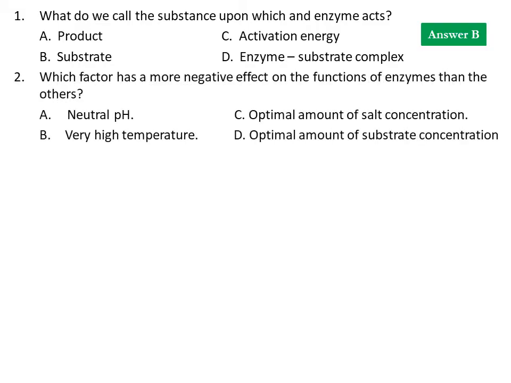Question number 2, which factor has a more negative effect on the function of enzyme than the others? A, neutral pH. B, very high temperature. C, optimal amount of salt concentration. D, optimum amount of substrate concentration. So the answer should be B, very high temperature has a negative effect on the function of enzyme.